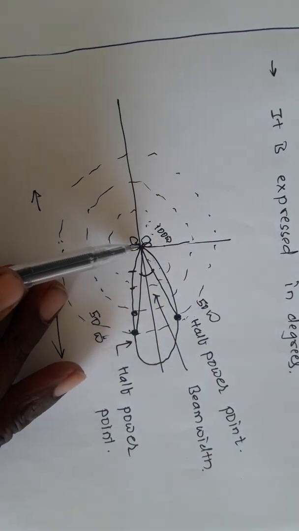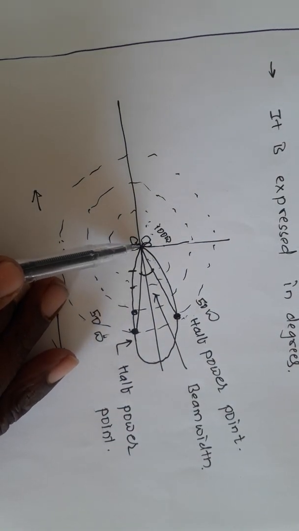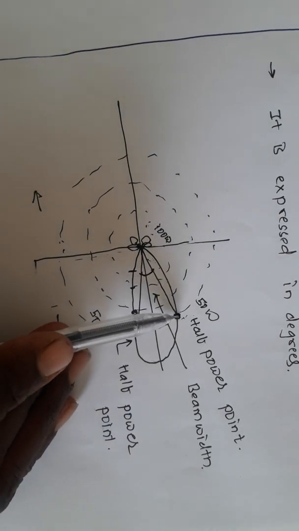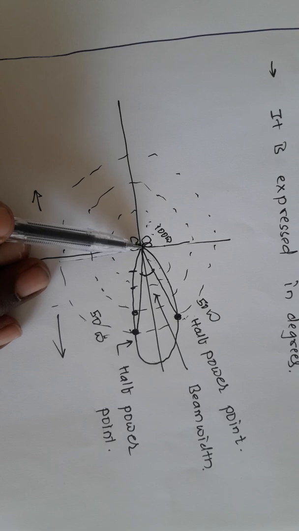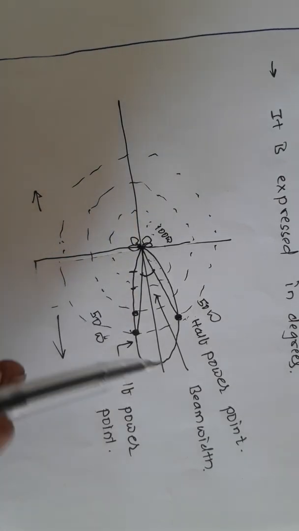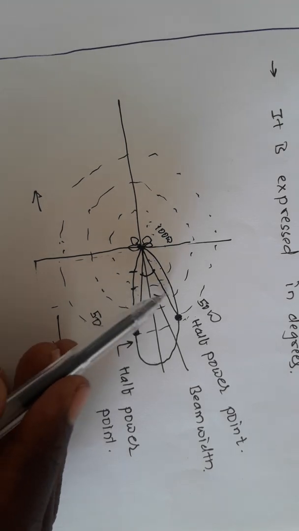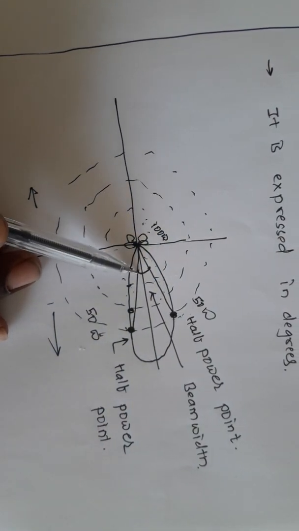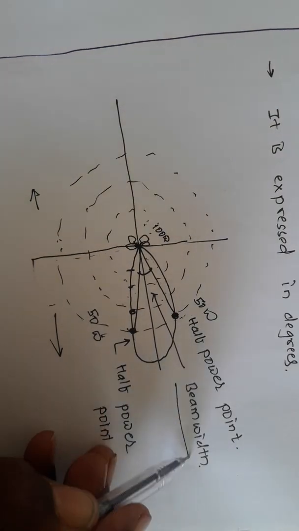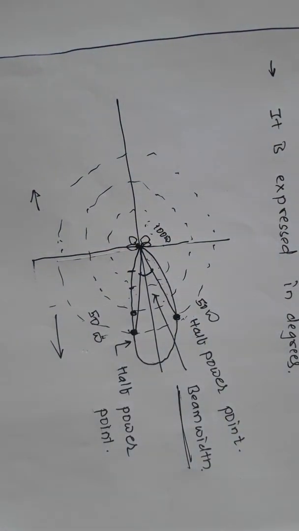Now if I draw a vector from the antenna placement in the direction of one half power point, and another vector from the center where the antenna is placed to the other half power point, these are the two vectors we have drawn here. The angular separation between these two vectors will be the beam width, the antenna beam width.